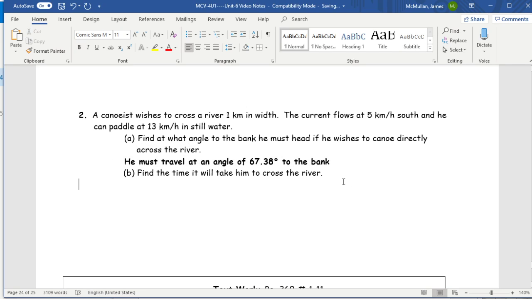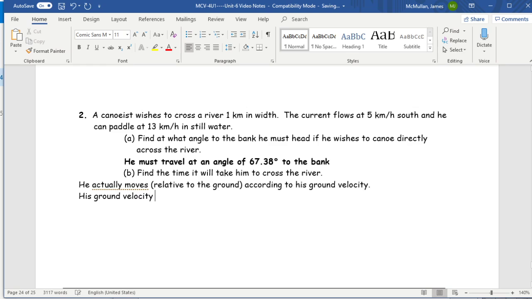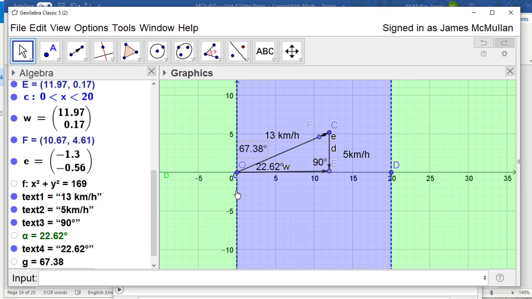How long will it take him to cross the river? To do this, we need to remember that he actually moves relative to the ground according to his ground speed, or ground velocity. His ground velocity is 12 kilometers per hour directly east. Let's look at the picture again. His ground velocity is 12 kilometers per hour. That's this vector along the bottom, and it's directly east.